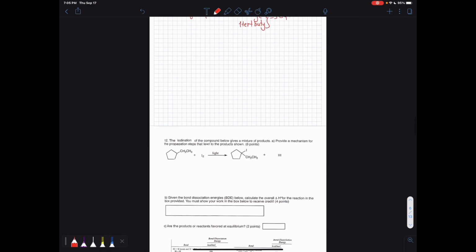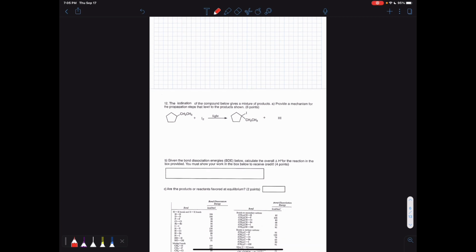Alright, so moving on. The iodination of the compound below gives the mixture of products. Provide a mechanism for the propagation step that leads to the products shown. So on her key, she shows only the propagation. I'm going to also show the initiation. So you're not required to, but it's good info to know.